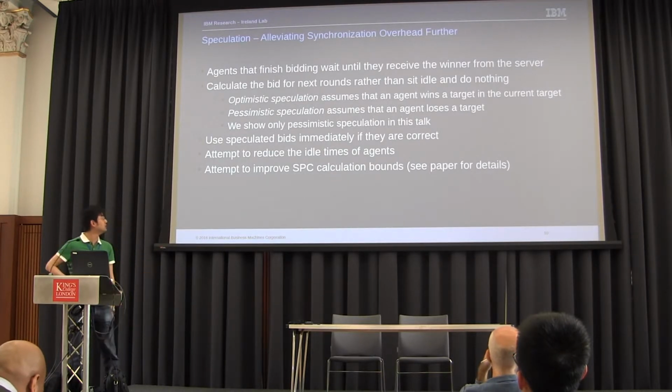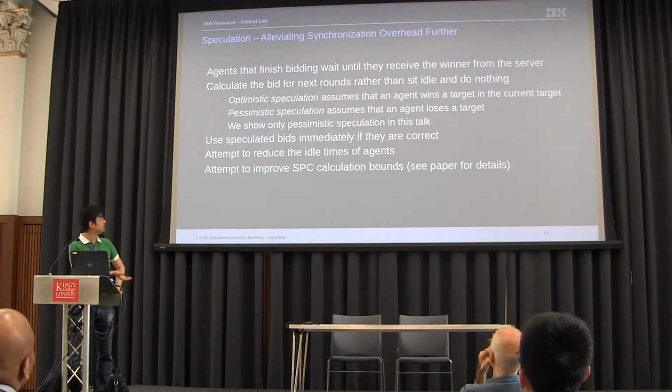Another way to do that is to pessimistically assume that agents always lose, and then move on to the next choice. In this talk, I'm going to show only the pessimistic speculation result, and this doesn't differ in terms of performance. I observed similar performance between optimistic and pessimistic speculation. The pro of this approach is that we can immediately use the speculated result if they are correct.